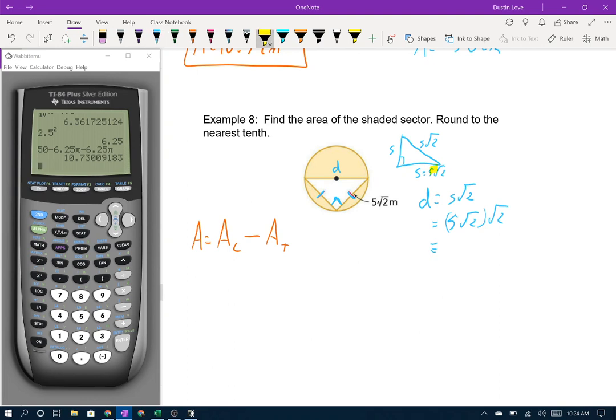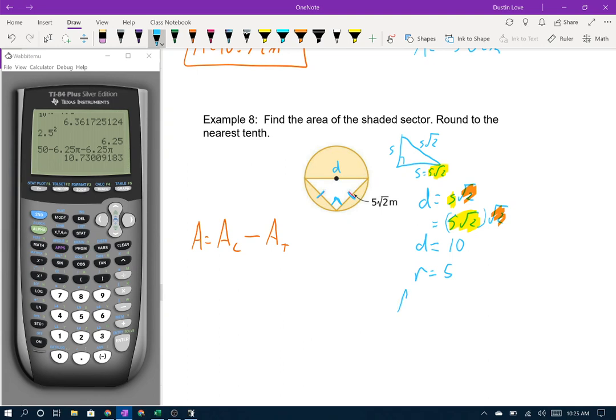By the way, this 5 root 2 got plugged in here for the S, which is where that 5 root 2 came from. This root 2 is that root 2. So now 5 root 2 times root 2, well, root 2 times root 2 is root 4, which is 2. This comes out to 10. If you don't believe me, you can type it into the calculator and you'll get the same thing. So that is 10. Now, if my diameter equals 10, then my radius is 5.